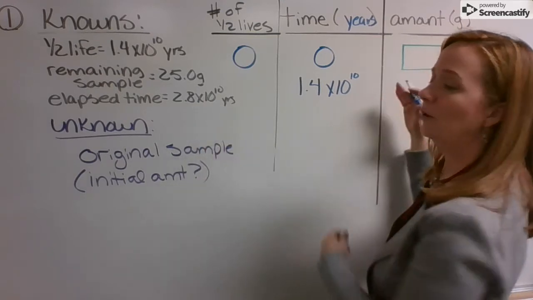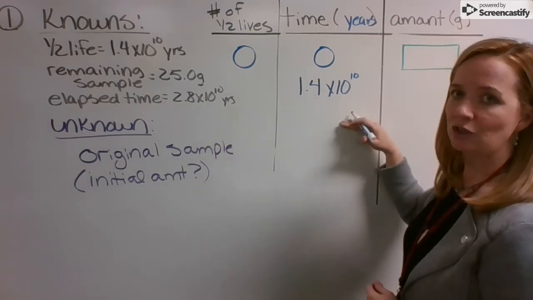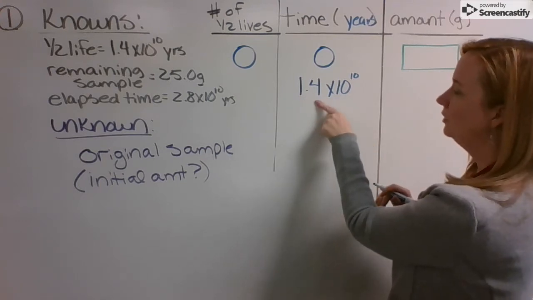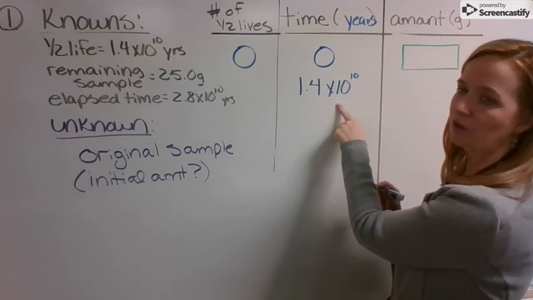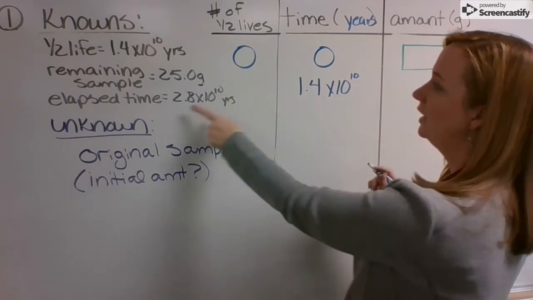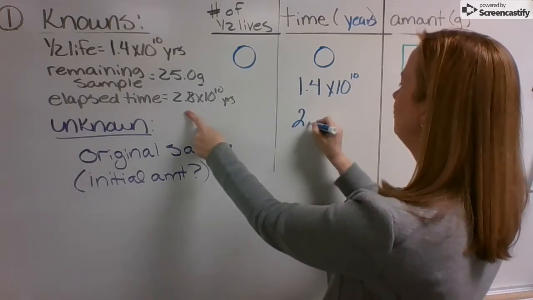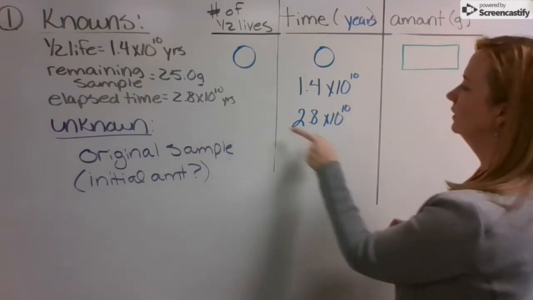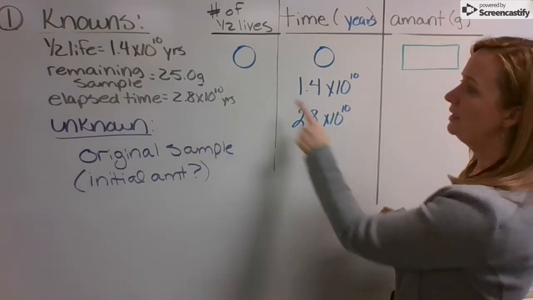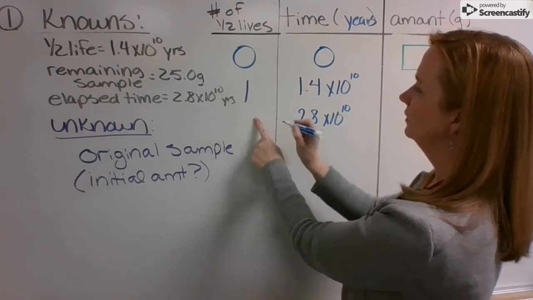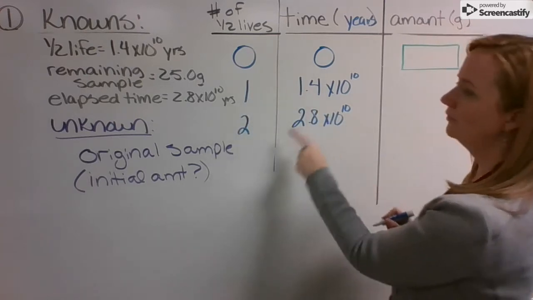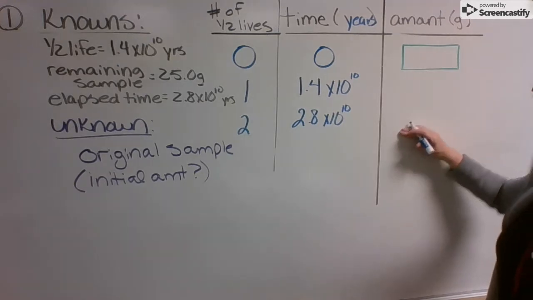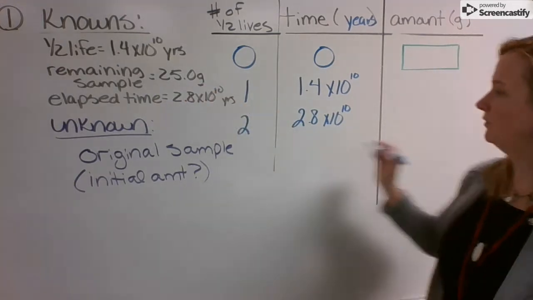So mentally spacing this on my chart, I know that I'm only going to go one more half-life. That's 1.4 times 10 to the 10th plus 1.4 times 10 to the 10th actually gives me 2.8 times 10 to the 10th, and I'm done. So that means I've gone through 2 half-lives. So what did we end up with? We ended with 25 grams.